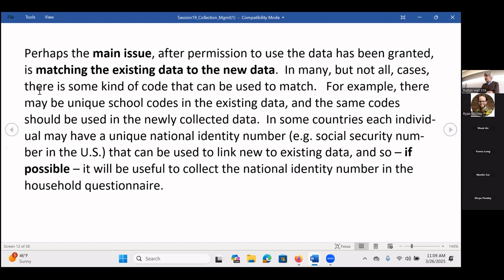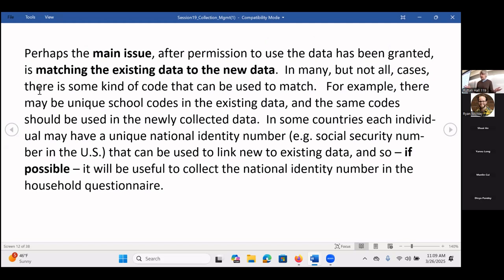For example, if you're doing school data, in some countries they give each school a unique code. So when you collect your data, you need to get that unique code for the schools you're working with. And you need to link it with the government data on those schools, using that ID code to link the two data sets. Okay.